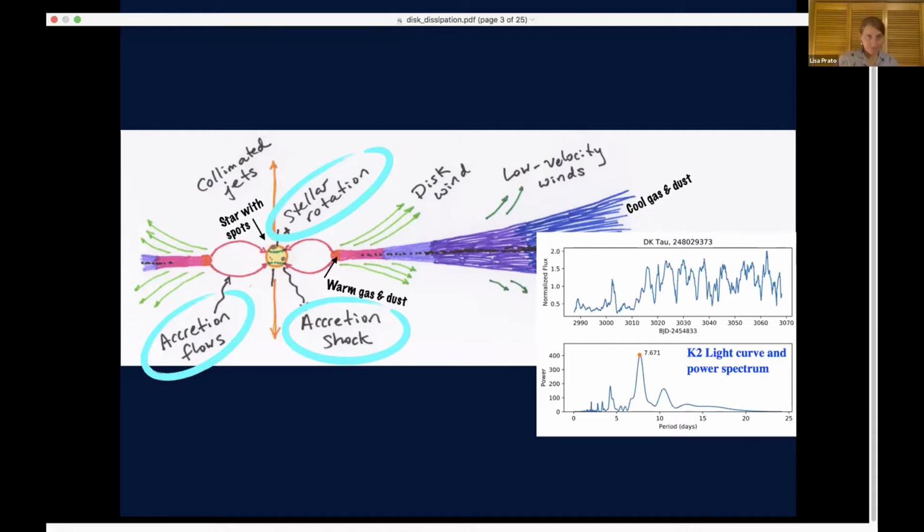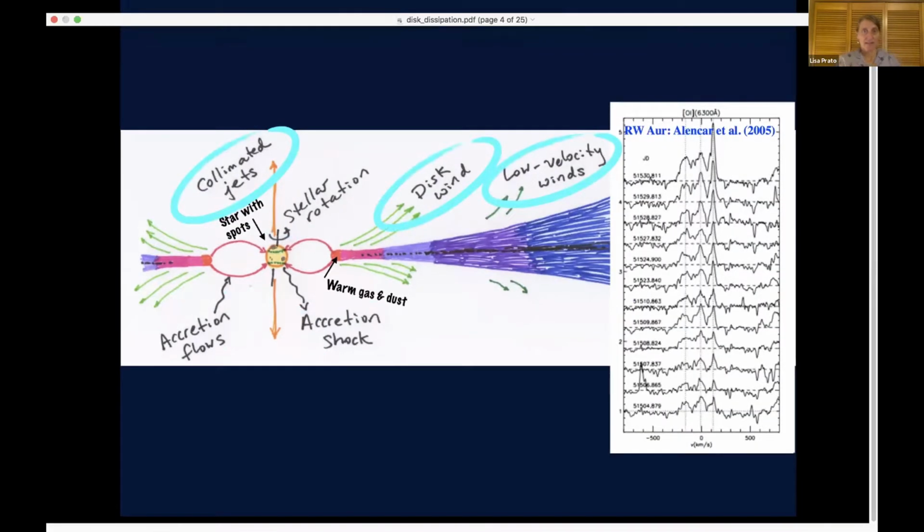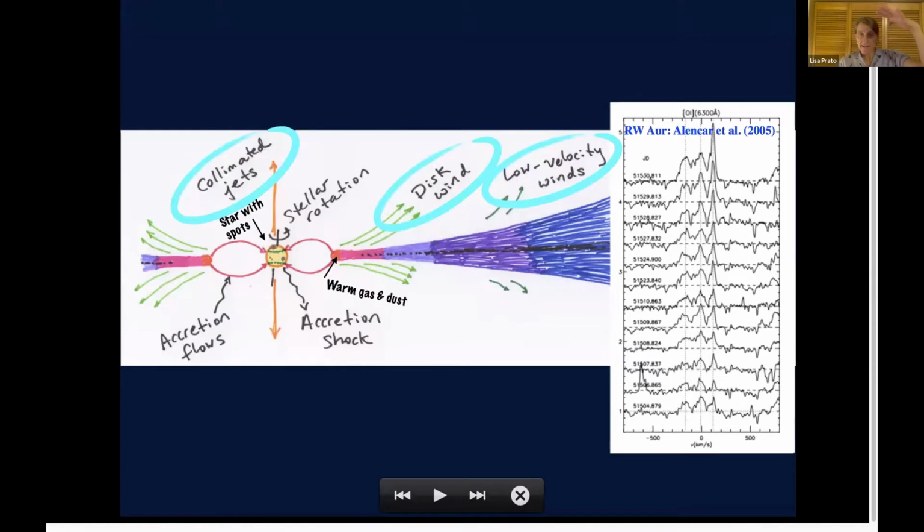Next slide. So you can also look at the forbidden line emissions. So this is the forbidden oxygen 1 line at 6,300 angstroms. And this gives you these different components shown here for RW Auriga over just a fairly short amount of time. This is very dynamical. The components of this line are changing radically. So you have some component from the fast collimated jet, some from the different components of the disk wind. Next slide, please.